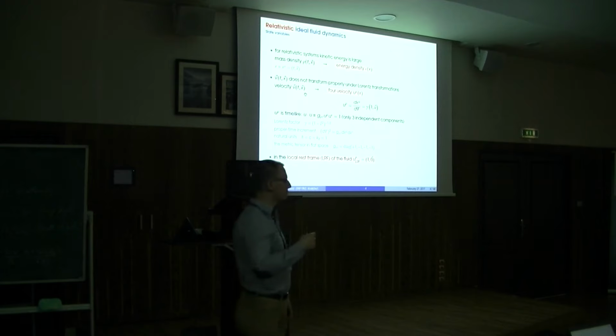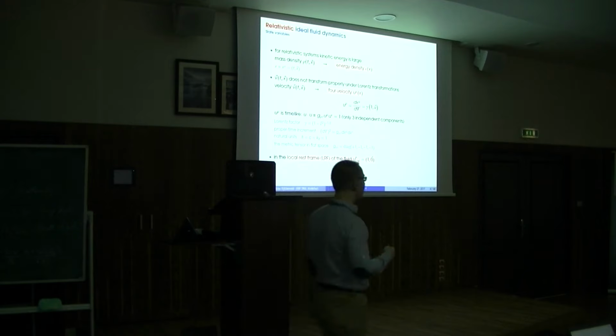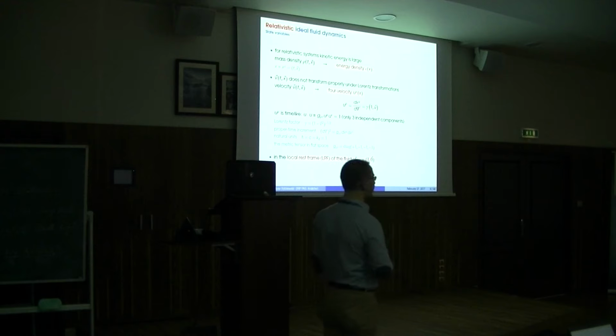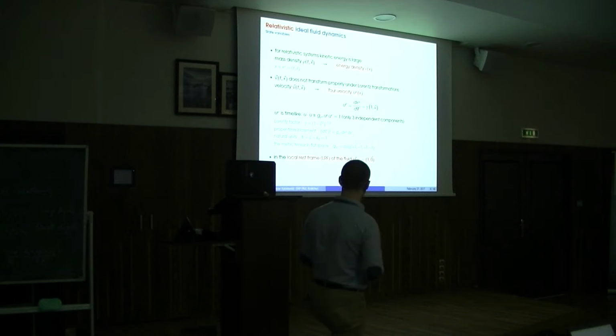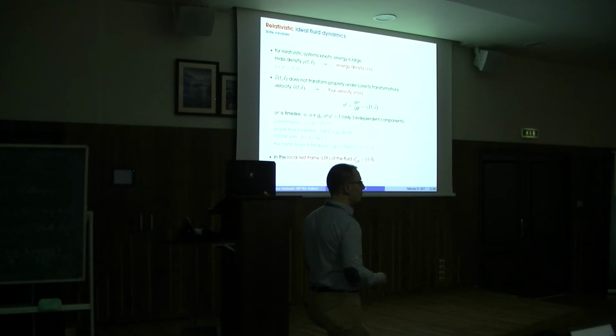Switching from non-relativistic to ultra-relativistic systems involves different definitions, a different way of defining our fluid systems. First of all, the mass density has to be exchanged with the energy density, since the kinetic energy of the system is large. Secondly, the fluid velocity doesn't transform properly under Lorentz transformation, so that's the reason why we have to exchange it with something which transforms properly.